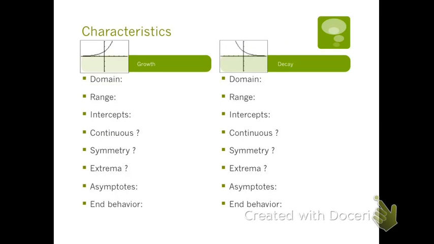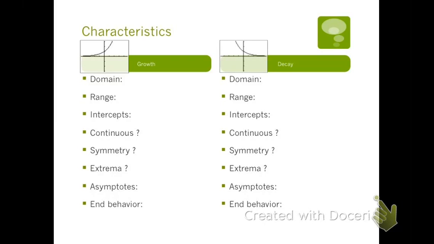So the last part is looking at the characteristics. We want to think about what our domain, range, whether or not there are any intercepts, if it's continuous, if it has any symmetry, are there any maximum and minimum values, are there any asymptotes, and is there any end behavior? I'm going to use the parent function for these two. So just talking in general, this might change depending on what the actual function looks like.